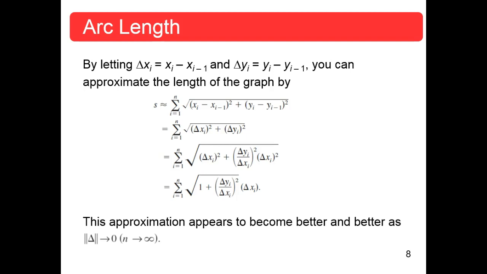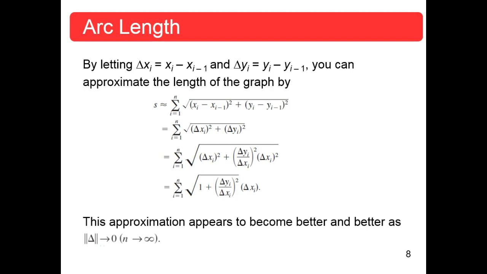Okay? Then we're going to factor out a common term of delta x of I squared, and we're going to take a square root of it, right? So that'll just be a delta x of I outside of the square root. When you factor it out here, you have a 1. You factor here, you have delta y sub I over delta x of I, squared.